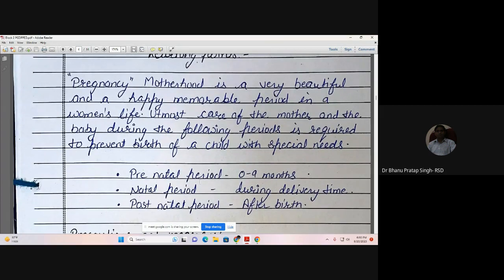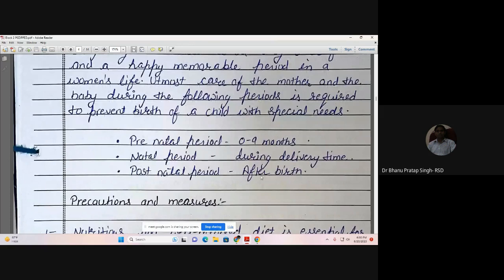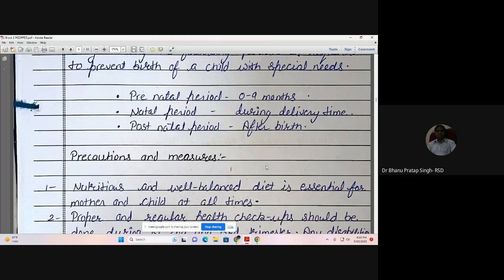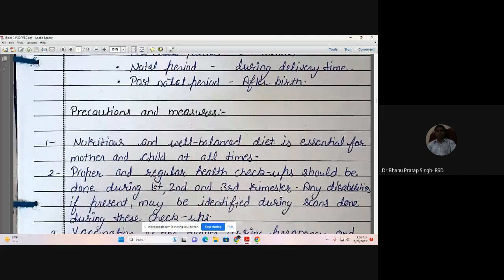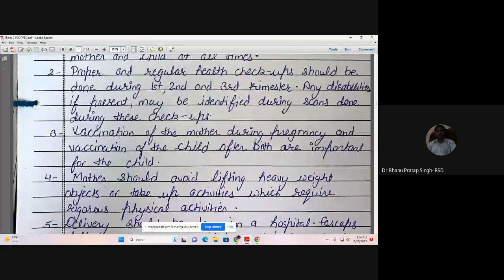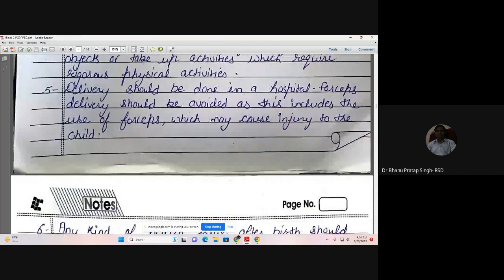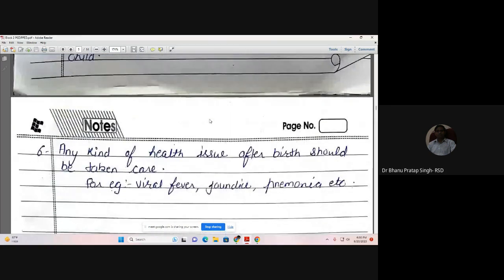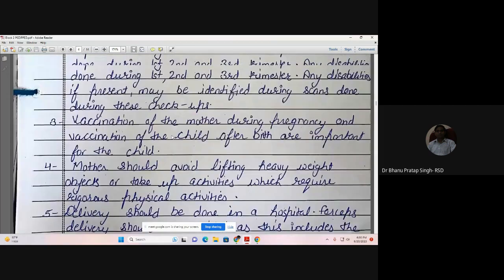So she has given the periods and precautions the researcher has taken, based on her opinion, suggestions or impressions. The researcher has written some precautions: one, two, three, four, five, six. These are the precautions.